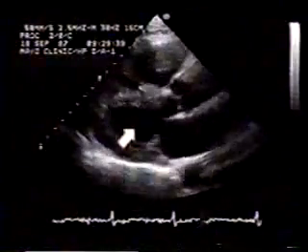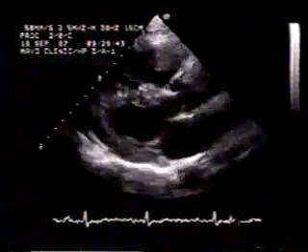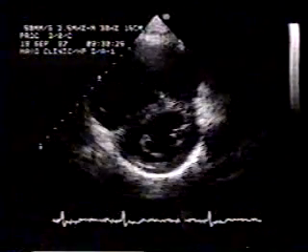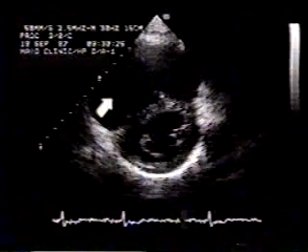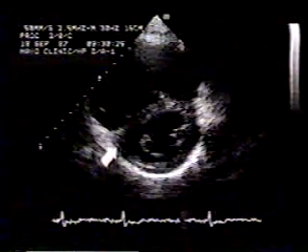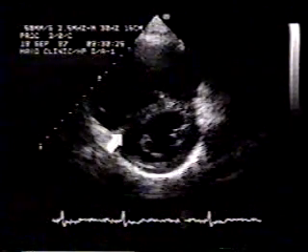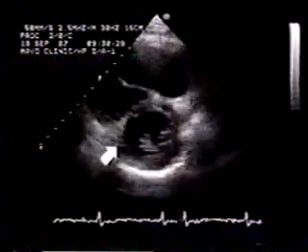Note the normal global LV function. In parasternal short axis, marked right ventricular enlargement is apparent. There is thinning of the inferior wall and inferior septum. In real time, these segments are akinetic.